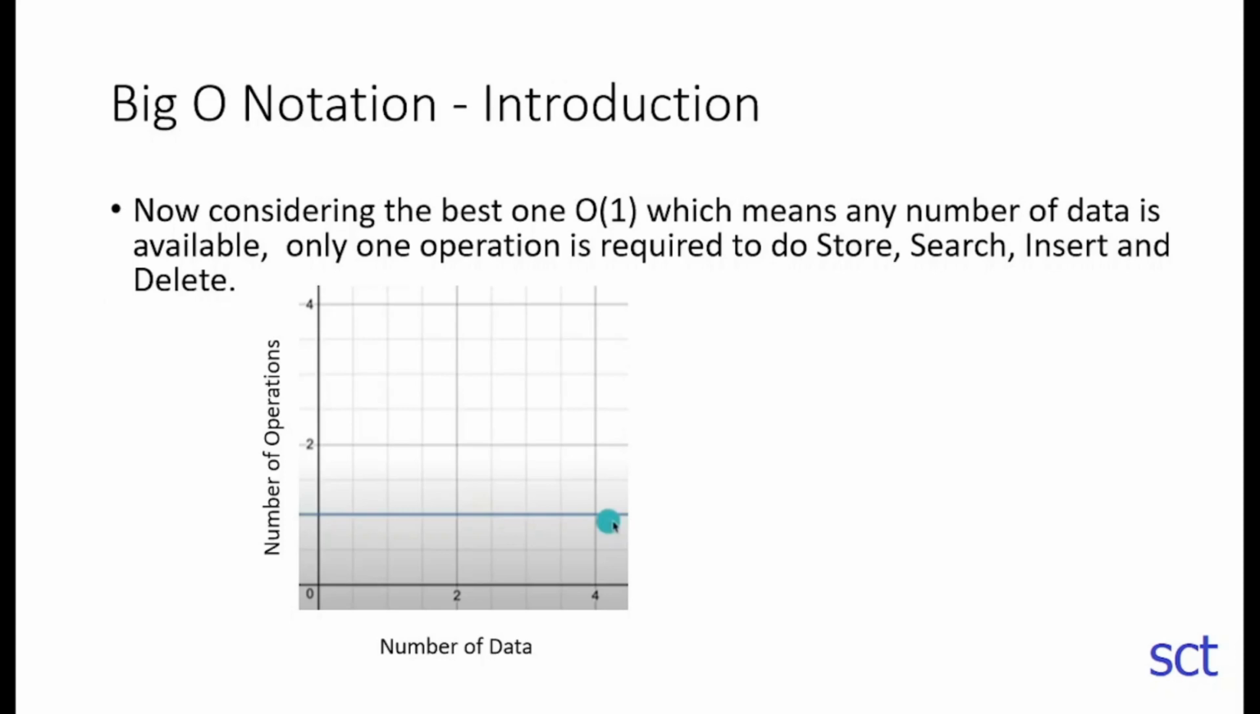So basically the graph is going to be like this: the number of data on the x-axis and the number of operations on the y-axis. If I have 2 data, the number of operations is going to be 1 only, and if I have 4 data also, the number of operations is going to be 1. So that is the O of 1 big O notation.